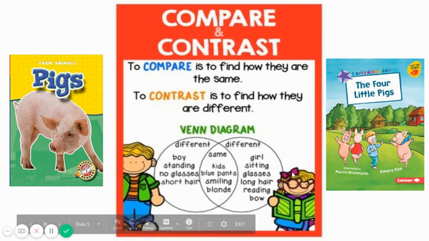Now, if we look in the middle, we're going to tell how they are the same. When we tell how things are the same, we compare. So we're going to compare the boy and the girl. We're going to tell how they're the same. They're both kids. They both have blue pants. They're both smiling, and they both have blonde hair.